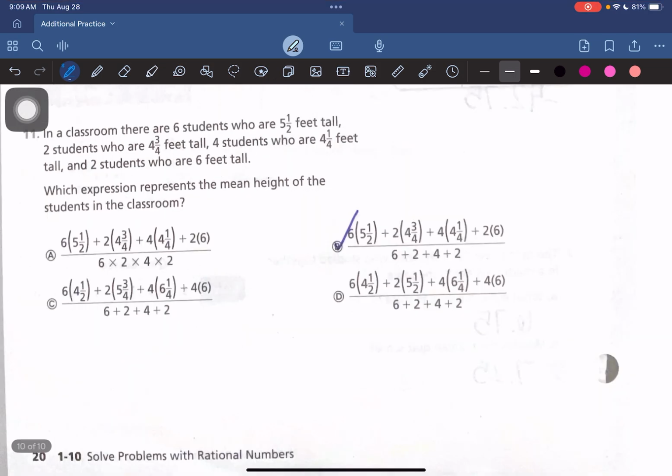So this one would be negative 1.75 times 9, and this one would be negative 1.75 times 23. In a classroom, there are 6 students who are 5.5 feet tall, 2 students who are 4 3/4 feet tall, 4 students who are 4 1/4 feet tall, and 2 students who are 6 feet tall. Which expression represents the mean height of the students in the classroom?